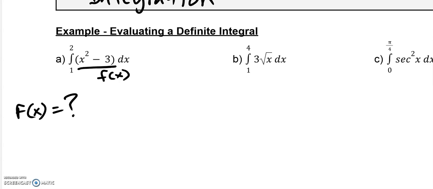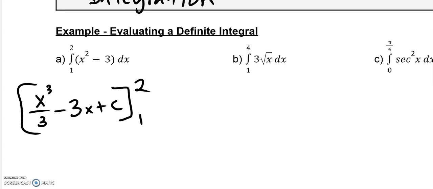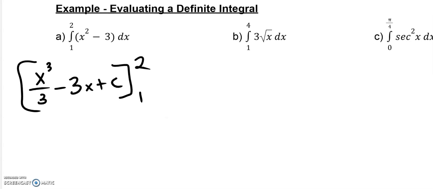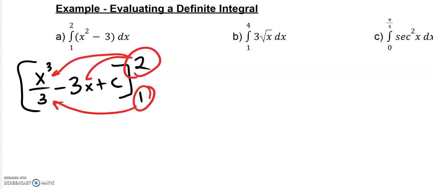Pause it. Now, like I said, I like to use brackets. It's a little cleaner for me. So here's your capital F of x. You get x to the third over 3 minus 3x plus C. And now you integrate from 1 to 2. So you would plug in your upper limit minus what you get when you plug in your lower limit. Go ahead and pause the video, try that, and then come back and see how you did.